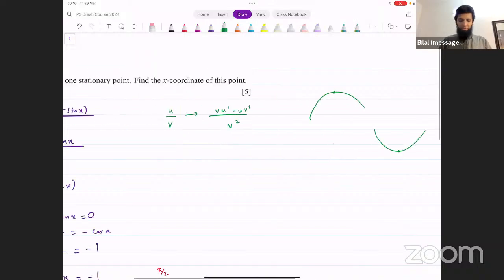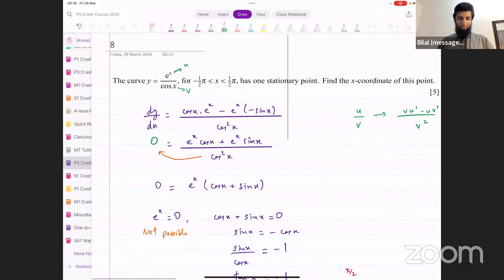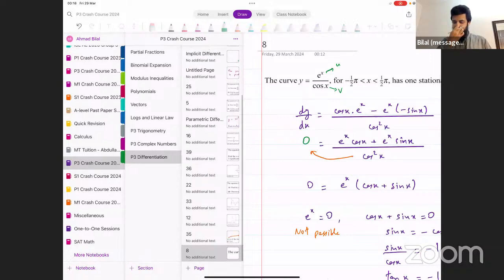All right, good. So we're going to end this here now. We did a lot of questions from the worksheet today. So we started with 16, 39, 36, 22, 33, 12, 35, and 8. And some of them were quite complicated. But that's it for today.